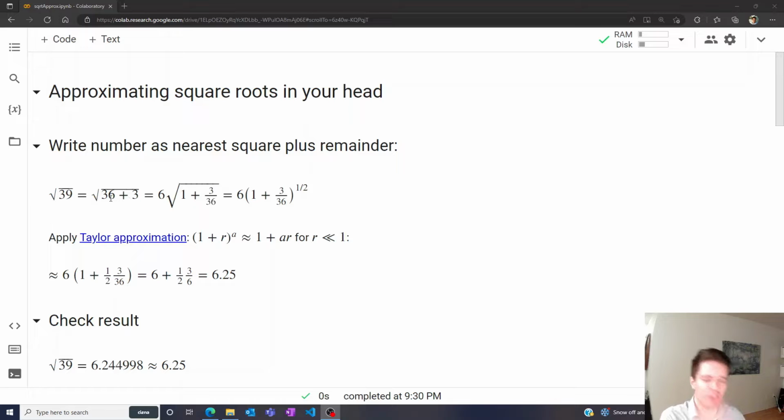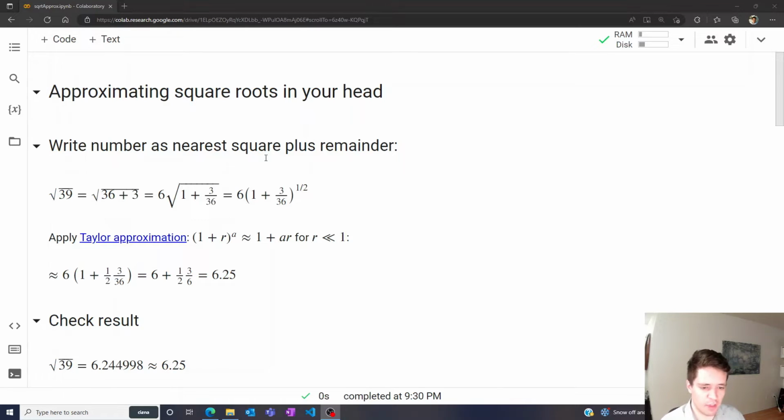And then we can factor out 36 from the square root, giving us 6 outside, and then 1 plus 3 over 36 inside. Then we can rewrite the square root as simply this bracket here, raised to the power of 1/2. Next, we can apply the Taylor approximation to a general expression of this kind here, 1 plus r raised to the power of a, and then realize that if r is very small, we can approximate this as simply 1 plus a times r.